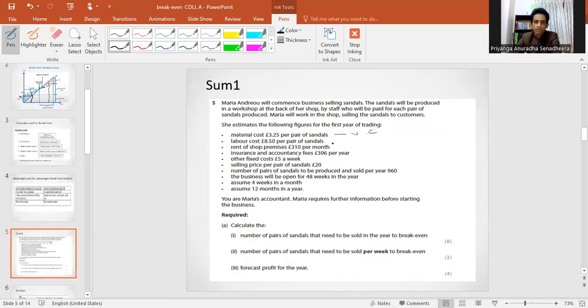Then the labor cost per pair is a variable cost. Rent of premises, you must know the rent is a fixed cost. Insurance and accounting fee is a fixed cost. Other fixed cost is also a fixed cost. Then other items are given. Selling price is 20, and the number of pairs of sandals produced and sold per year is given as 960. And assume there are 4 weeks in a month and 12 months in a year. So this information is very important for this particular sum.